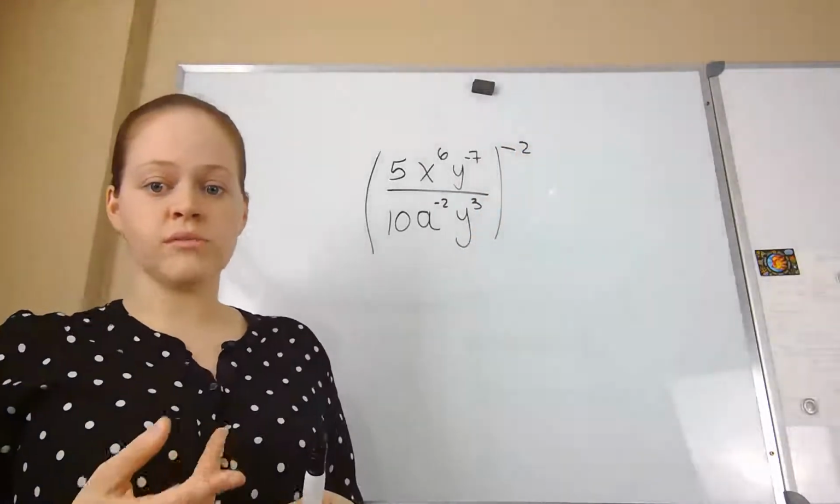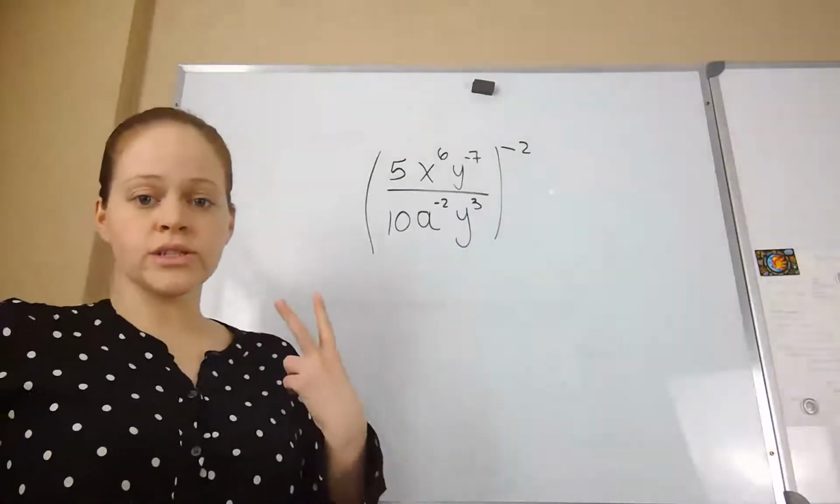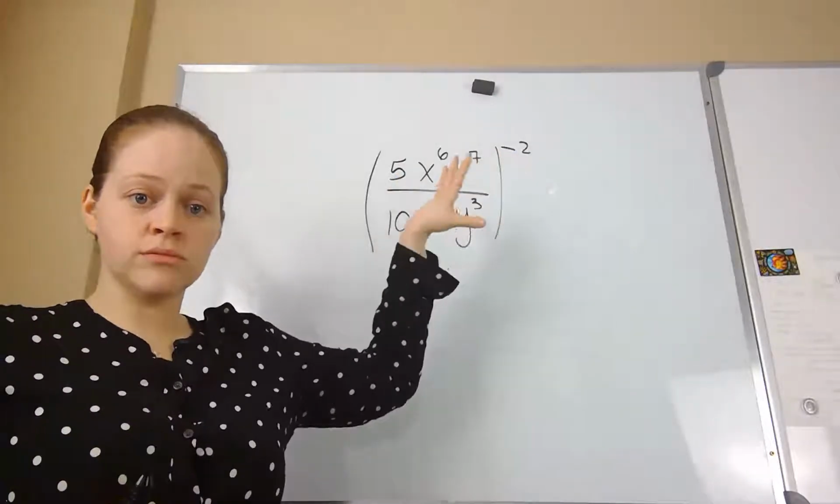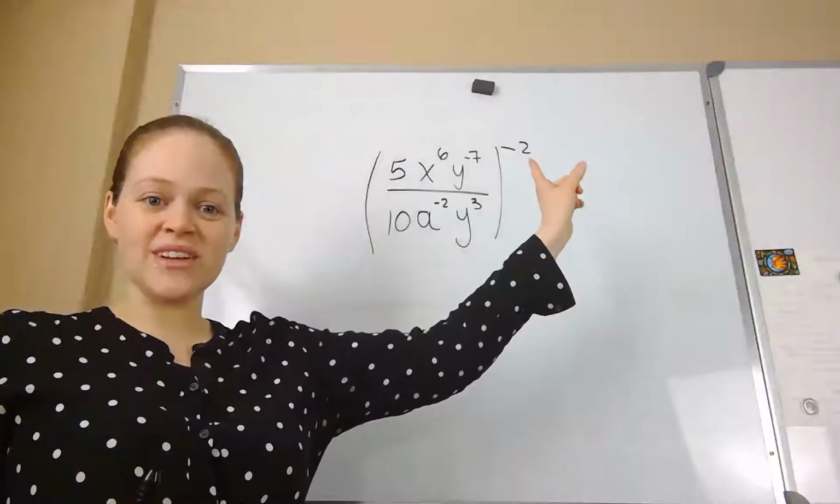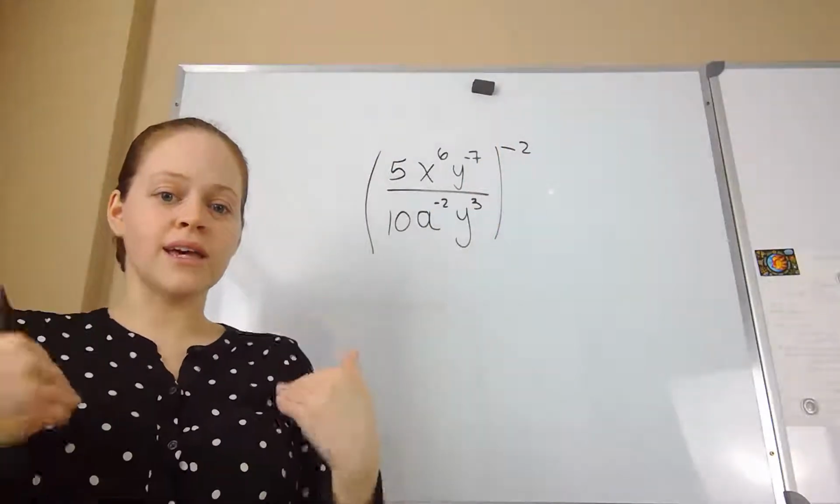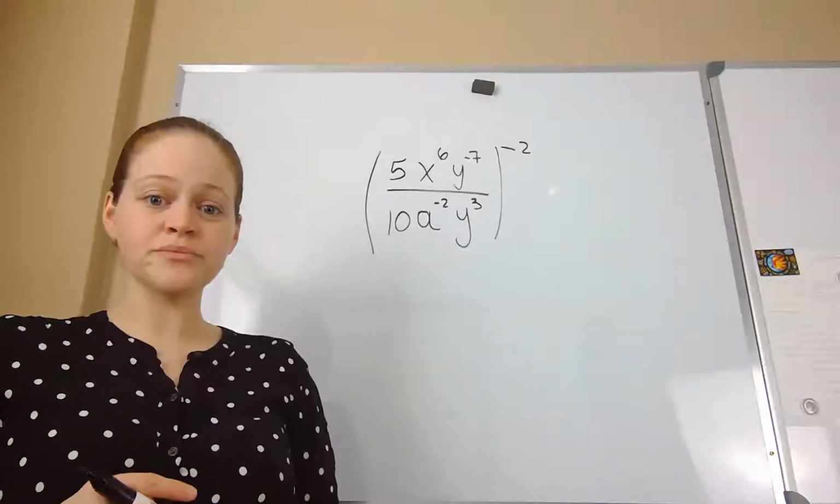So yesterday we were talking about this a little bit, but we'll talk about it again. You have two ways to do this right now. You can clean up the middle, or you can deal with the negative 2 on the outside first. Personally, I like actually cleaning up the middle first because it gives me less to work with later on.